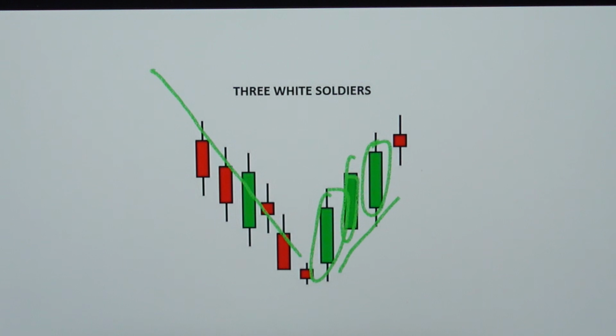You're paying attention to the bodies here, how big they are. When they're nice, big green or white bodies, all three of them in a row advancing, we call them three advancing white soldiers. So this often shows us that there is some real muscle behind the reversal. And we found, again, that's a fairly accurate candlestick pattern that you can take advantage of for trading a trend.